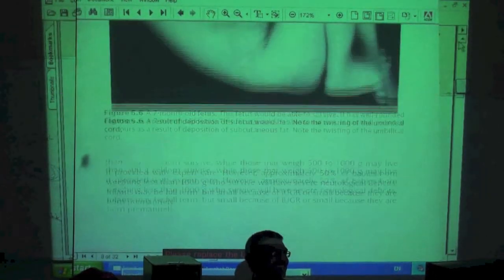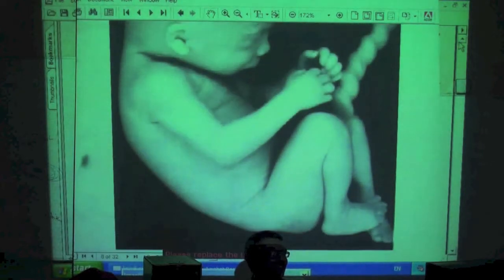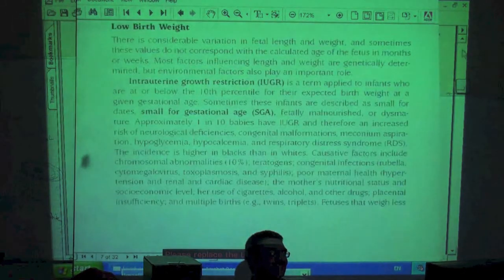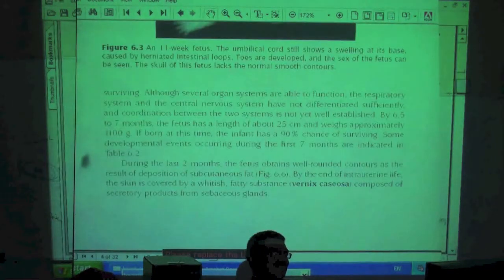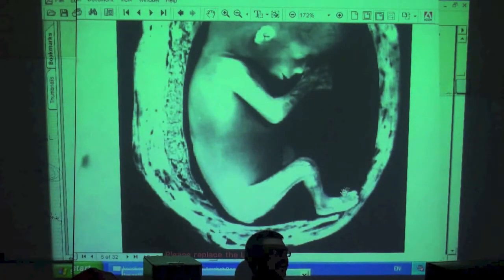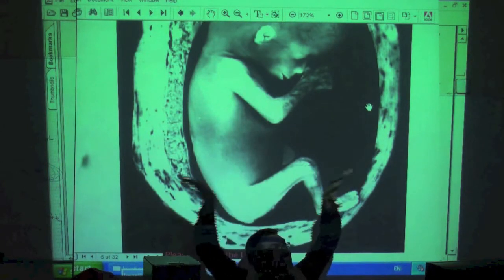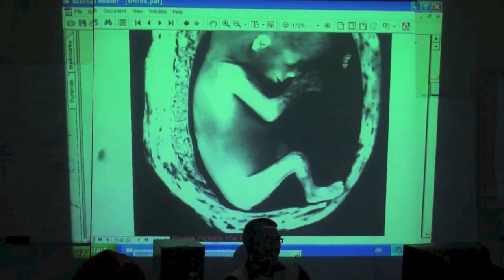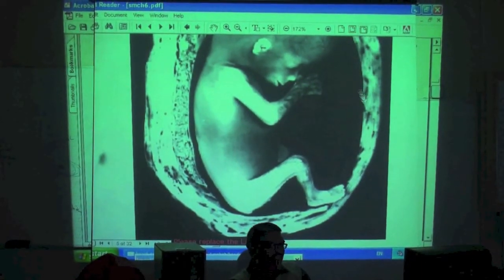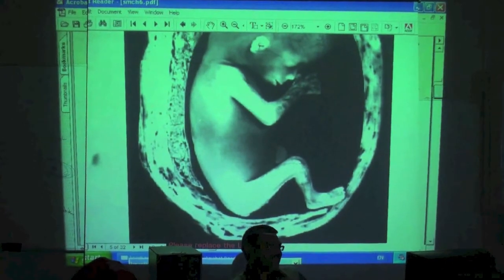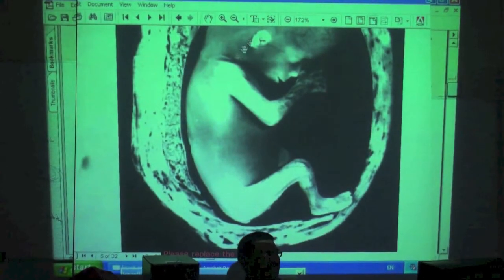See here, this is the umbilical cord. This is the chorionic cavity, the whole chorionic cavity. When folding occurs, the amniotic cavity comes within the chorionic cavity. So you can see this is the amniotic cavity, but actually it has come inside the chorionic cavity. So we have the amniotic membrane and then the chorionic membrane outside, and this baby is inside.